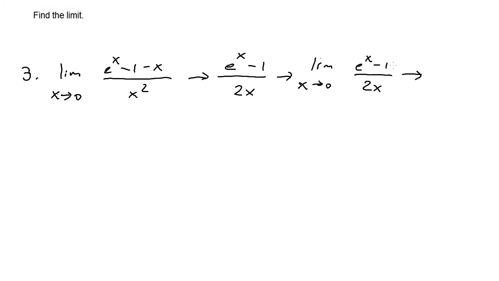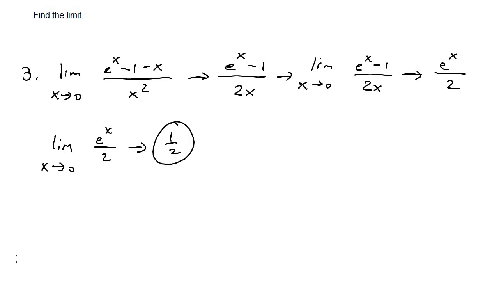So we take the derivative of e to the x minus 1, which is just e to the x, over the derivative of 2x, which is 2. So now rewriting the limit, we have the limit as x approaches 0 of e to the x over 2. Now when I plug in 0 for x, using direct substitution, e to the 0 is 1, so we get 1/2 as our limit.